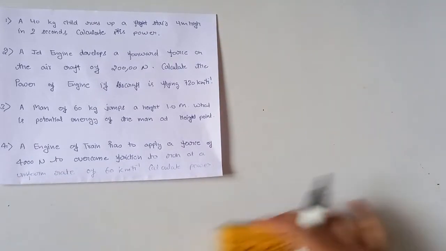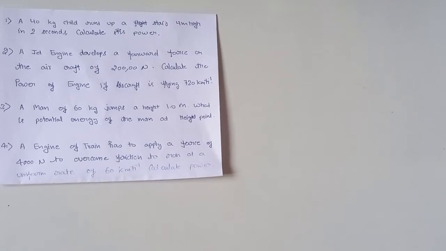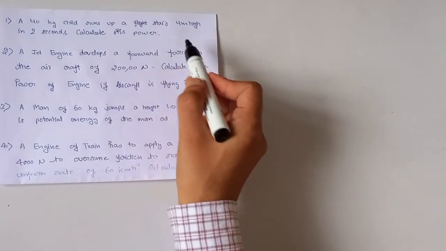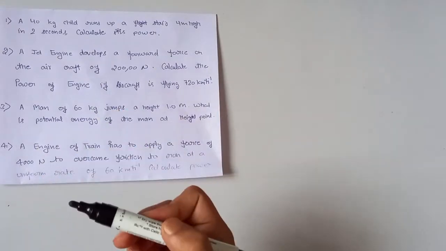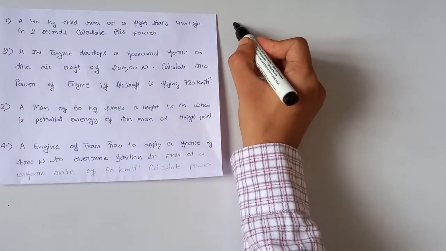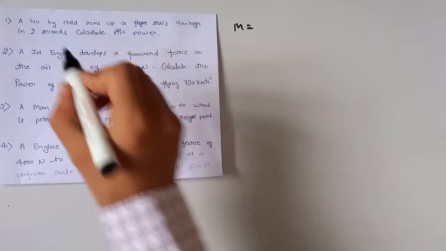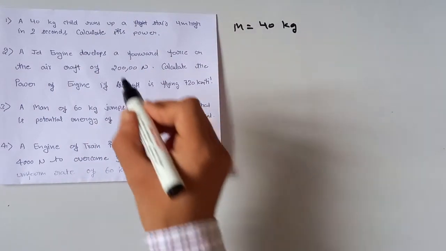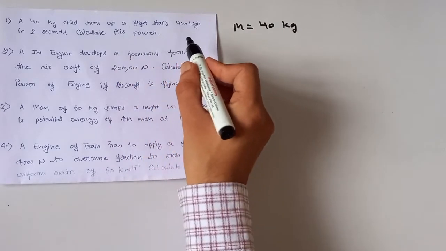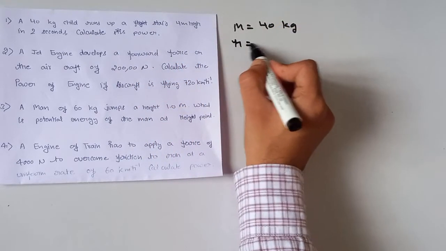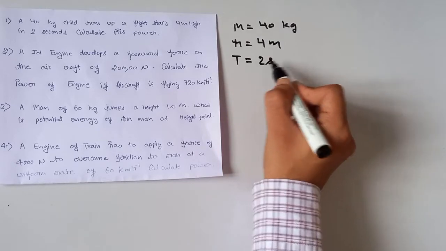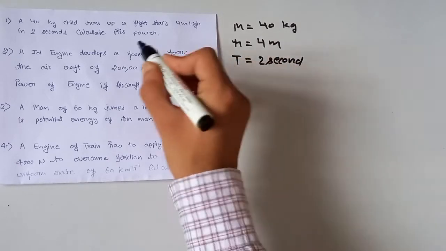Our first numerical is: a 40 kg child runs up a flight of stairs 4 meters high in 2 seconds. Calculate his power. What is the mass of the object? Here the object is a child, whose mass is 40 kg. He runs up a flight of stairs of height 4 meters, and the time is 2 seconds. We have to calculate this power.